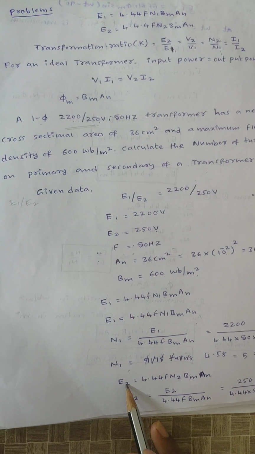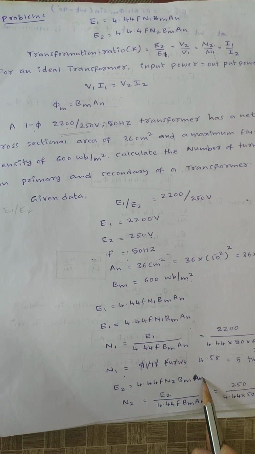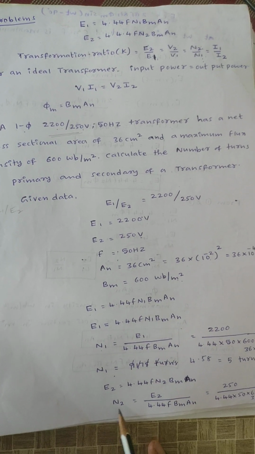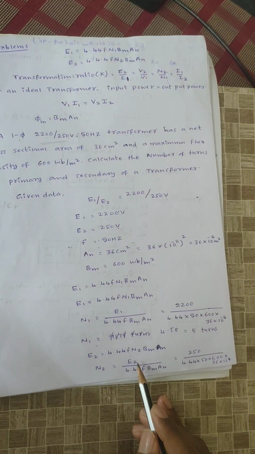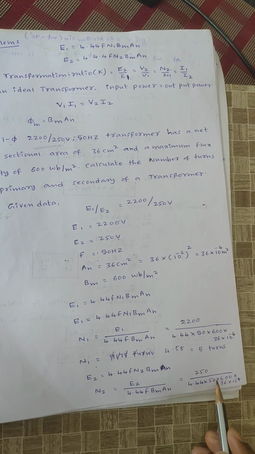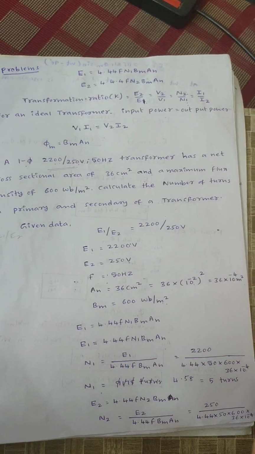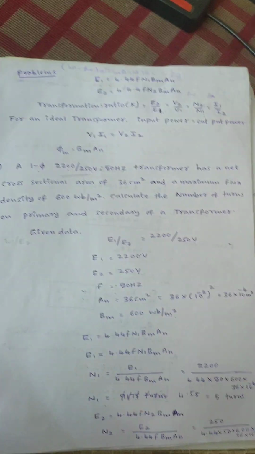Similarly, for N2, E2 equals 4.44 f into N2 into Bm into An. Then N2 equals E2 by 4.44 f into Bm into An. If I substitute all those values, you will get the N2 value. In this way we can solve problems on the EMF equation. Thank you all.